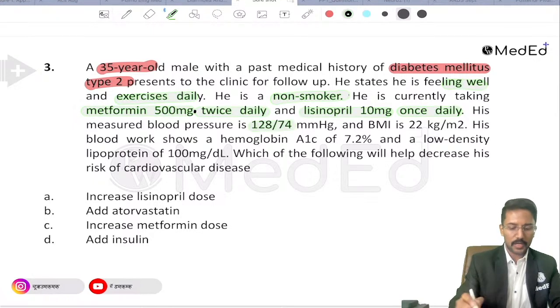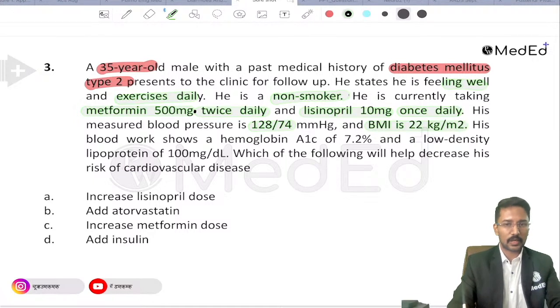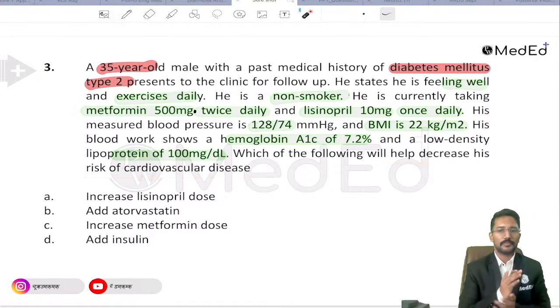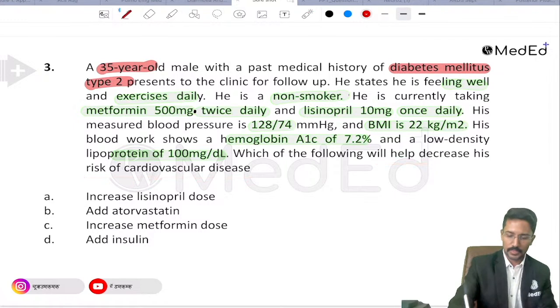His blood pressure is 128 by 74 millimeters of mercury. His BMI is 22 kilograms per meter square. And his HbA1c is 7.2%. And his LDL is 100. Which of the following will help decrease his risk of cardiovascular disease or mortality? See, what are his problems? Let me list his problems.